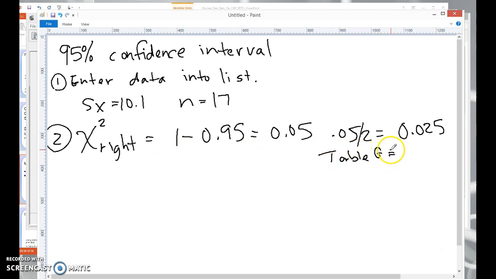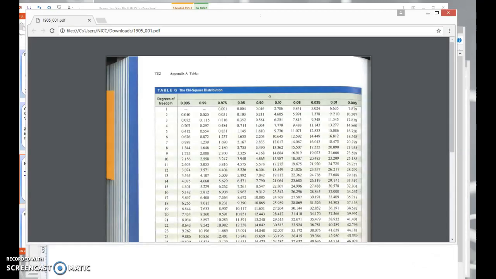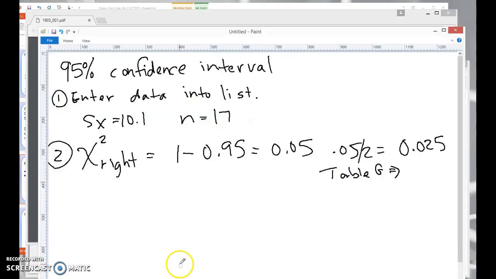Table G. Notice I'm on table G, chi-squared distribution. My degree of freedom is 16, and I'm looking for 0.025. So 28.845. Then I've got to do a similar idea for the left.